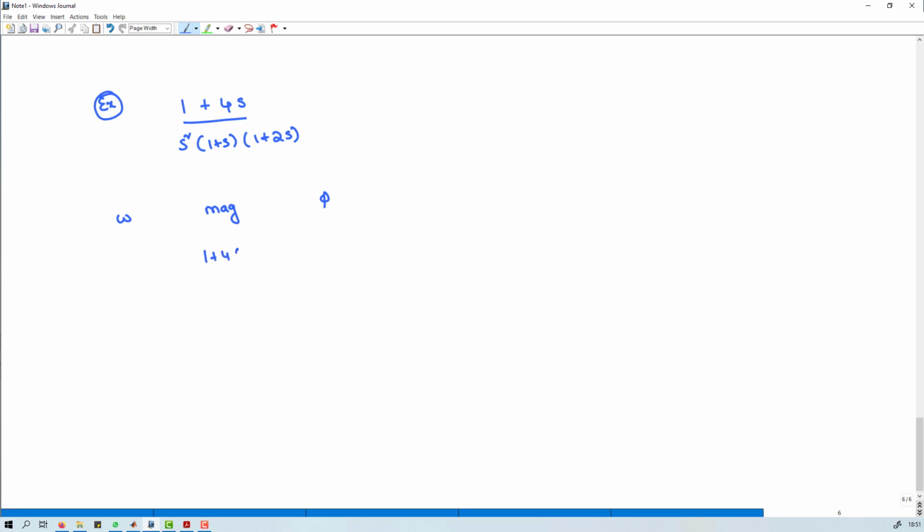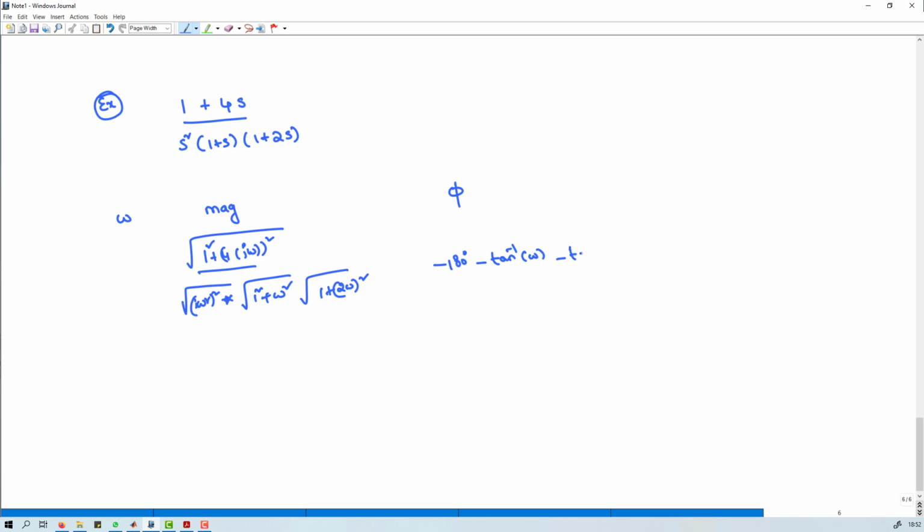So we'll write the magnitude as 1 plus 4s, that is 1 plus 4j omega, so that is the square root of 1 square plus 4 omega square, divided by the square root of omega to the power 4 into the square root of 1 plus omega square into the square root of 1 plus 2 omega whole square. So we can easily find everything. And for the phase, phi is equal to minus 180, because s square is there, minus 180 minus tan inverse of omega by 1 minus tan inverse of 2 omega by 1. Whenever there is a numerator term, we have to add the angle, that is tan inverse of 4 omega by 1, while for the denominator terms we subtract, so simultaneously we are writing.